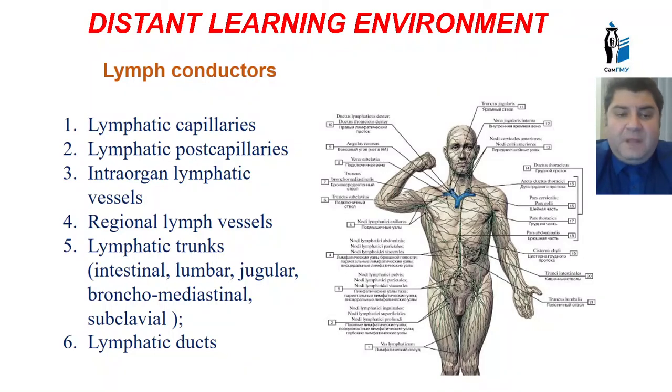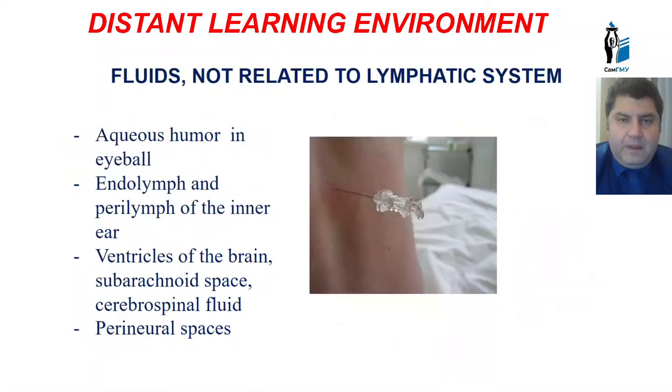They are called lymphatic ducts, and there are two lymphatic ducts in our body. First, you can see here ductus thoracicus, the lymphatic thoracic duct, the biggest lymphatic vessel in our body. And also you may see the right lymphatic duct, which passes into the right venous angle.